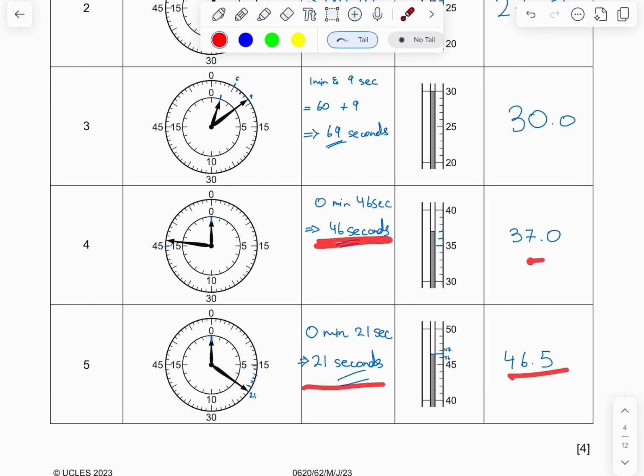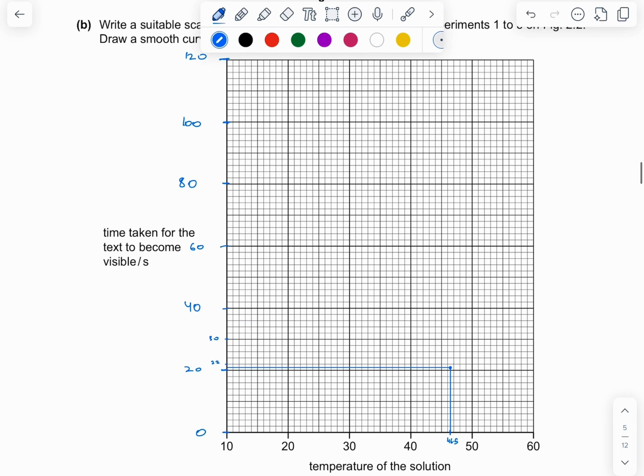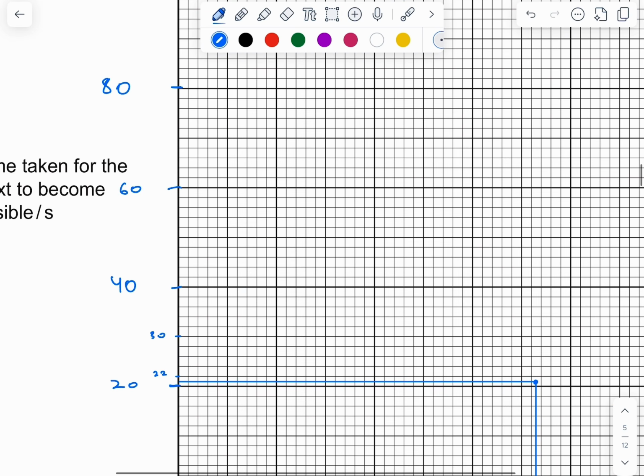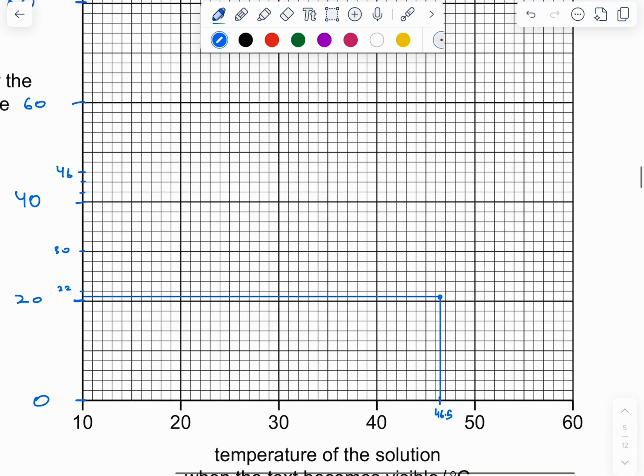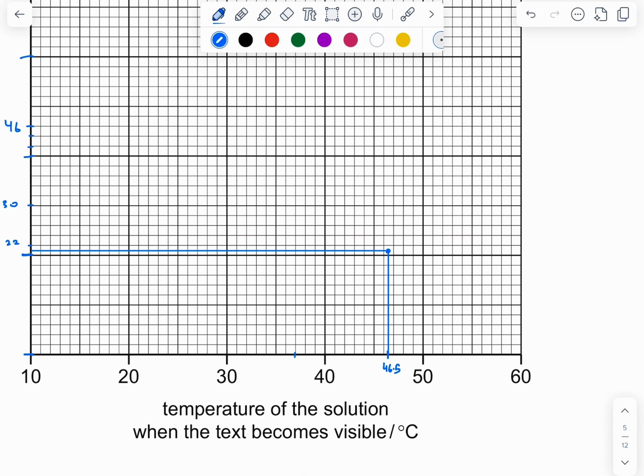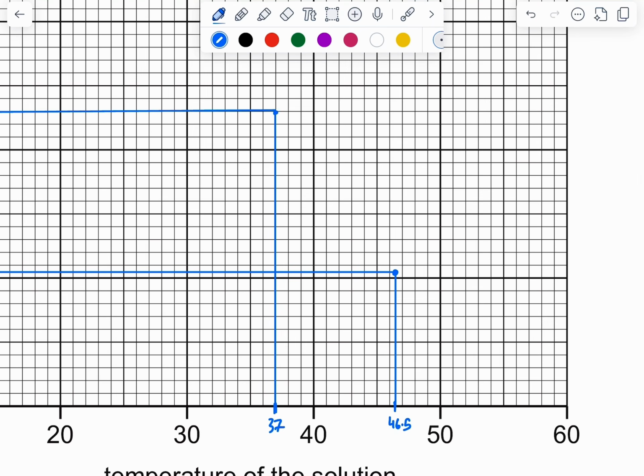Next is on 46 seconds. The temperature is 37. Pretty simple. 40, 42, 44, 46, right here, that is 46. The temperature at that point is 37. This is 37. Alright, so we can just draw a line straight up to 46 like that, and go from over here to 46 like that. Okay, so this is the point that we needed to draw.